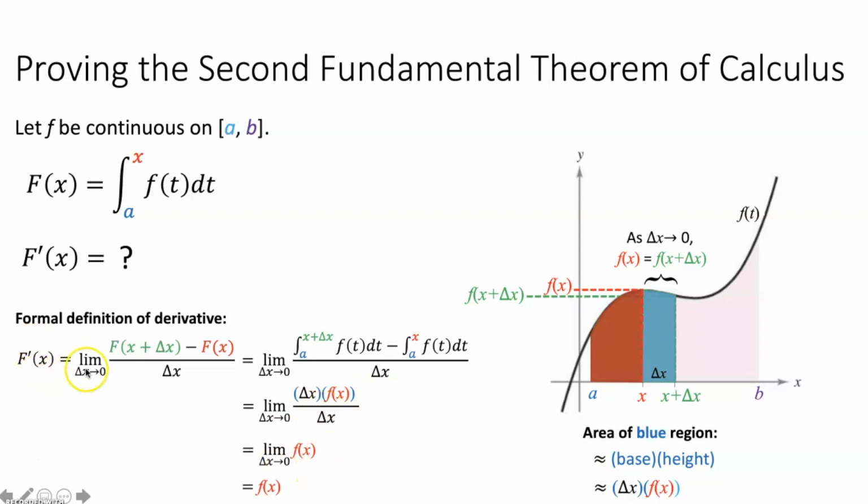Well, using the formal definition of the derivative, I evaluated the derivative of capital F of x, the integral from a to x of f of t dt. And I found that as delta x approaches 0, it's going to be equal to f of x. So I have found that the derivative of my antiderivative is equal to my original function. That's why the second fundamental theorem of calculus is so important. It's tying together differentiation and integration.